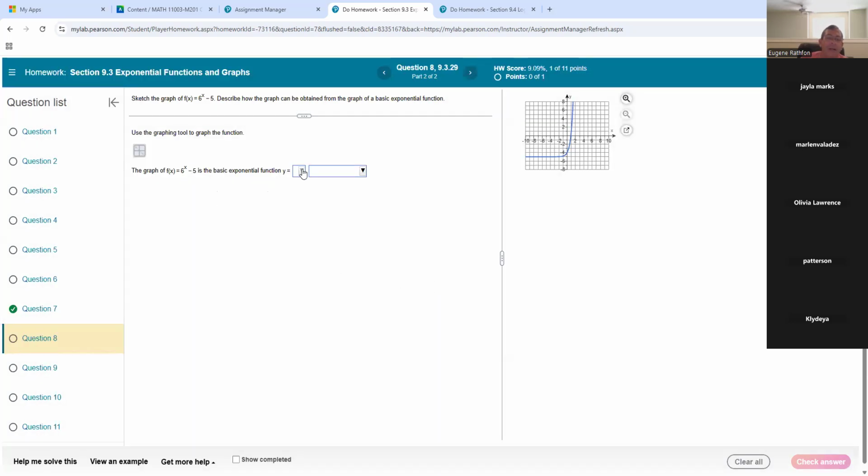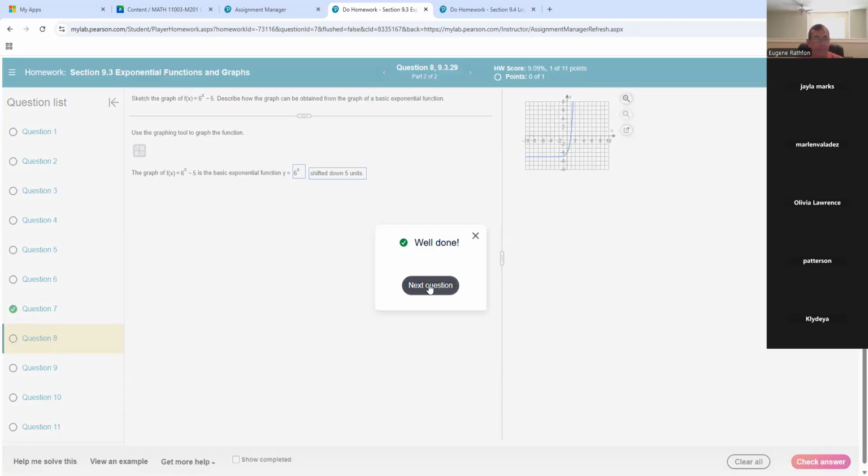And then it's telling you, okay, this is a basic exponential function, 6 to the x, and then shifted down 5 units. So some will have you put the moves in first, then graph it. Some of them will have you graph it, then put the moves in.